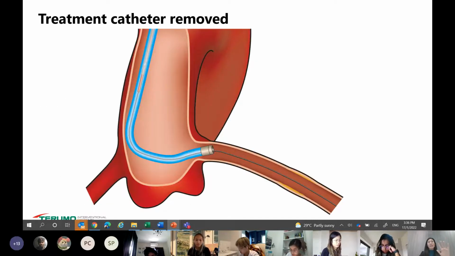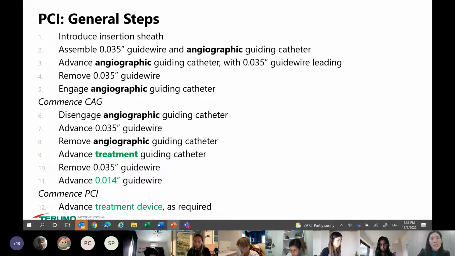So as you see, once you get your angiogram, this is actually very straightforward, very similar to what you saw in your CAG. Once your angiographic catheter is engaged, you do your CAG. Once your CAG is done, you will disengage the angiographic guiding catheter, advance the 035 guide wire, and remove the angiographic guiding catheter, because I'm not going to take an angiogram again. So now what I need to do is to exchange for a treatment guiding catheter.